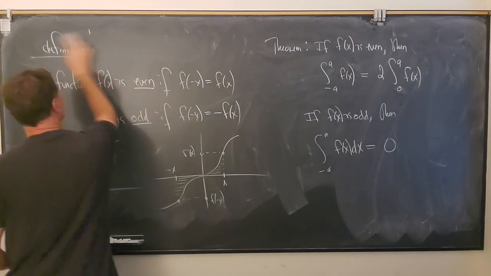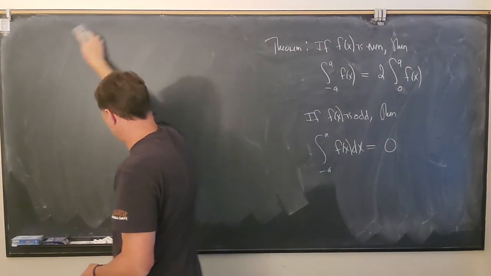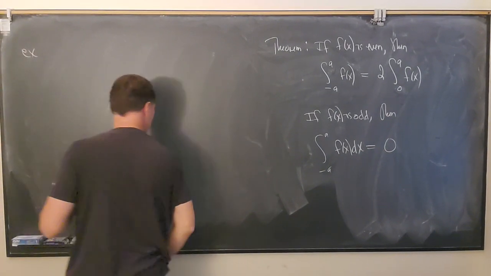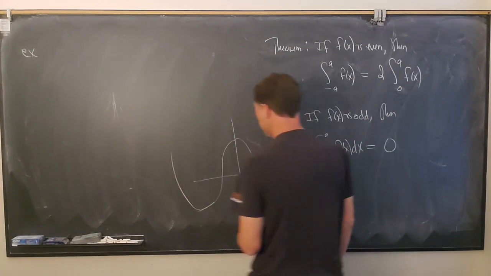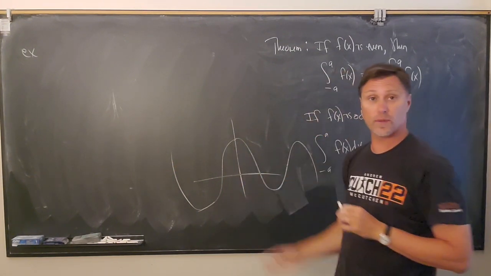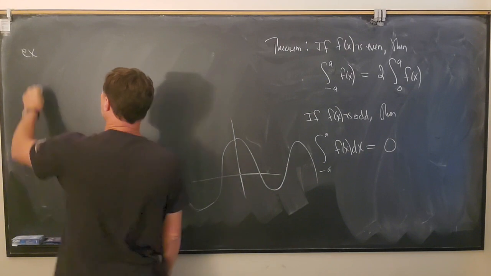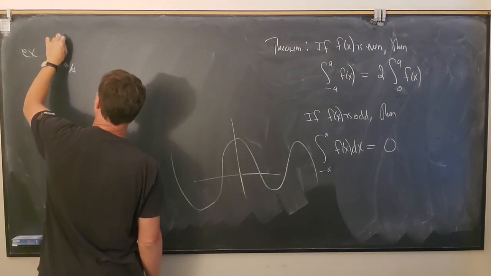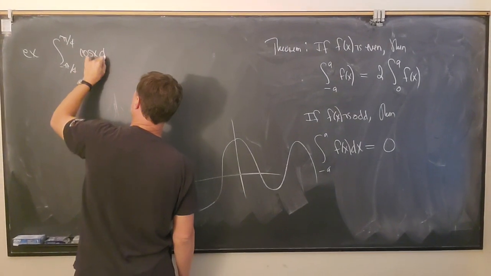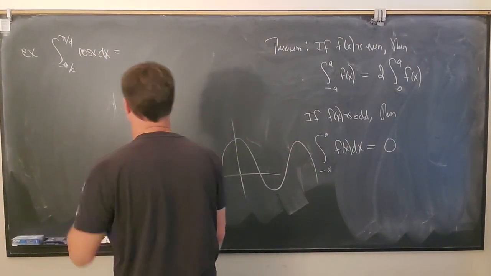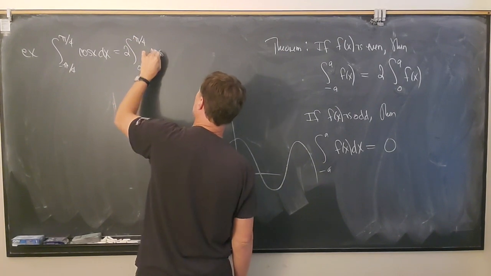So let's just do a quick example. Well, actually, we'll do two examples, one of an even and one of an odd. Cosine is an example of an even function, right? If you look at the graph of cosine, I mean, it goes up and down and up and down. But the right-hand side is the mirror image of the left-hand side. It's symmetric about the y-axis. And so if I compute the integral from minus pi over 4 to pi over 4 of cosine of x dx, because it's an even function, it's equal to 2 times the integral from 0 to pi over 4 of cosine x dx.